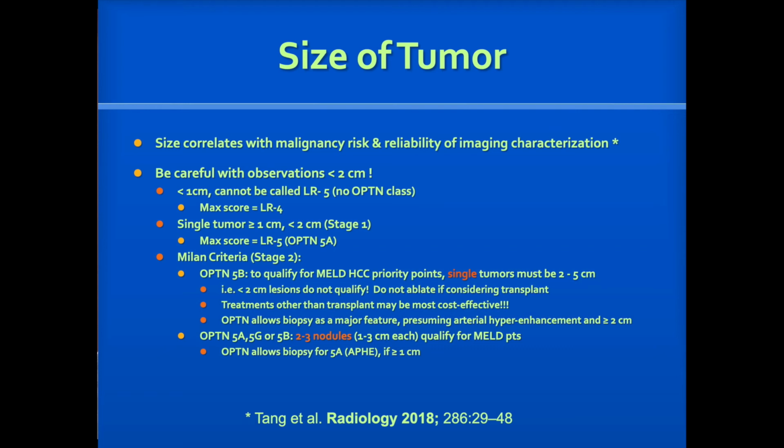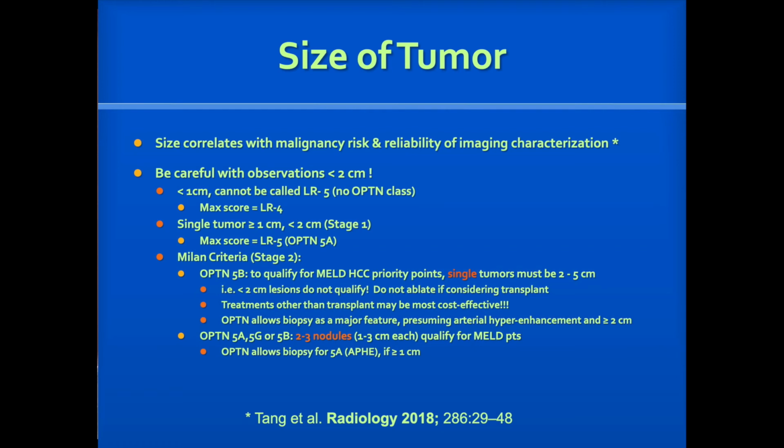The other thing that's increasingly recognized is that treatments other than surgery or transplant may be just as effective or even more cost effective for treating very small HCC tumors. For example, the outcomes in patients with single HCC tumors less than 2 centimeters in diameter or up to 2 centimeters in diameter is virtually identical for ablation and surgery.